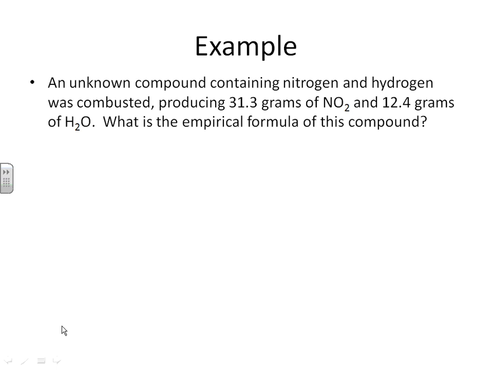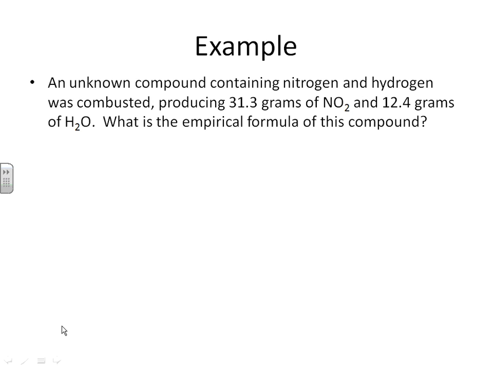Looking at another example that's a bit more involved, because that was pretty similar to the one that we did in class. The known compound containing nitrogen and hydrogen was combusted, producing 31.3 grams of nitrogen dioxide and 12.4 grams of water. What is the empirical formula of this compound? Well, this is a little bit different because we didn't talk about nitrogen-containing compounds. We've been looking at hydrocarbons thus far.